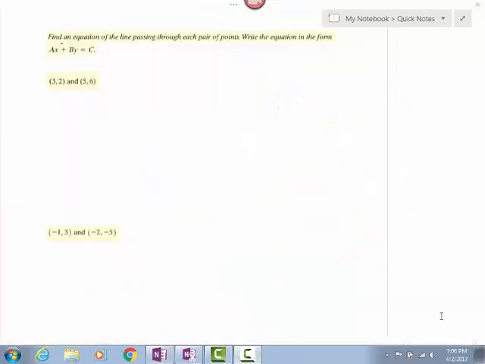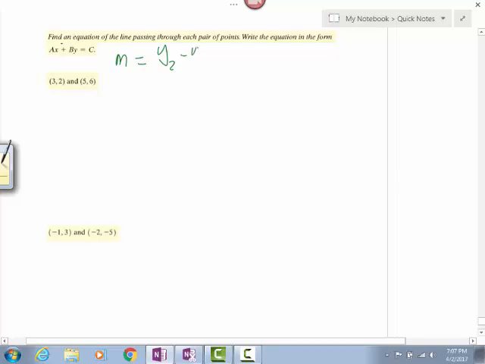All right, the next problem here in 10.5 says, find an equation of the line passing through each pair of points. Write the equation in the form ax plus by equals c. What's different about these problems compared to the last three we just did? In the last three we had a point and the slope. Right now we don't even have the slope, but we do have 2 points. So the fact that we have 2 points tells me I can use my slope formula to find my m.